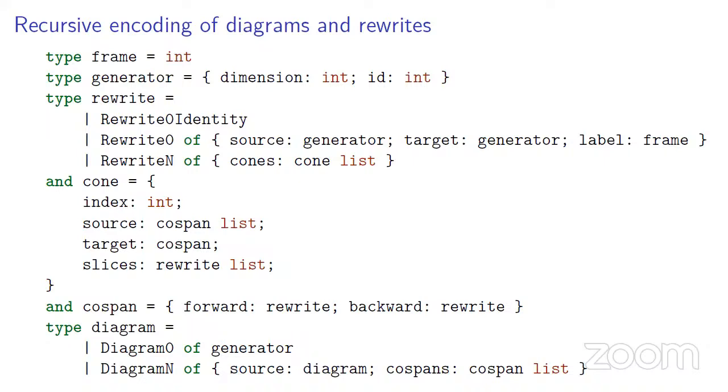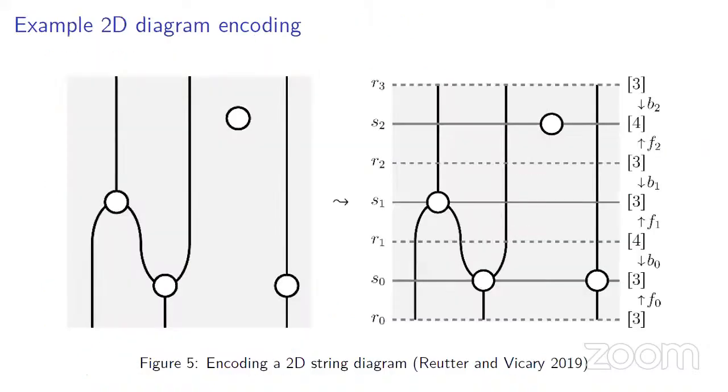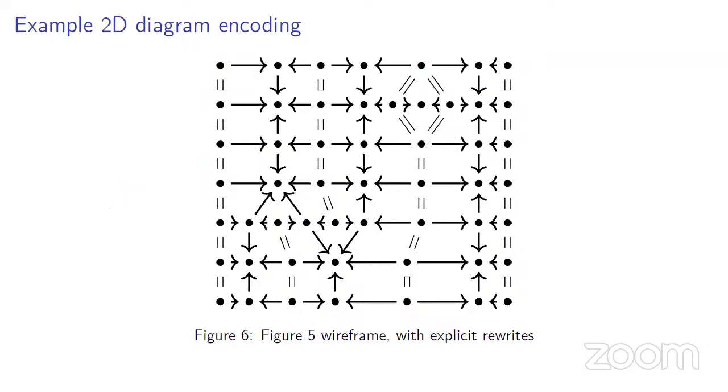In this case, n is equal to 2, it is given by a source slice and a list of rewrites. So here is another picture which shows the full structure, and it makes all of the underlying zero-dimensional diagrams and zero-dimensional rewrites clear.